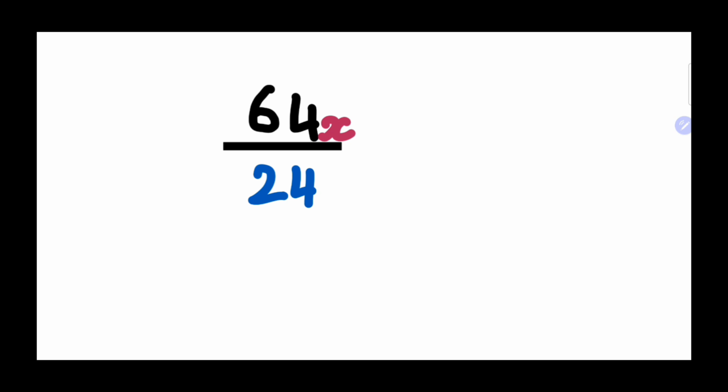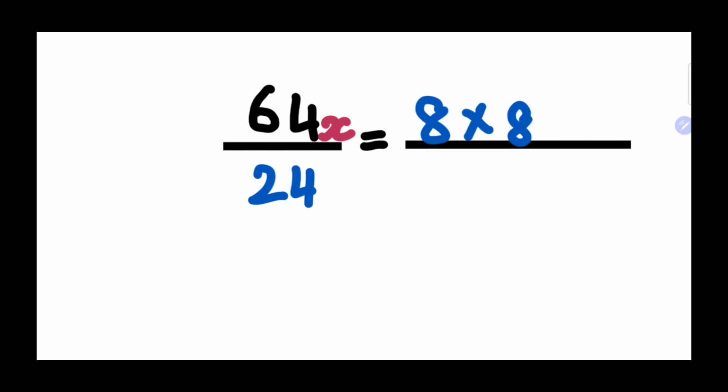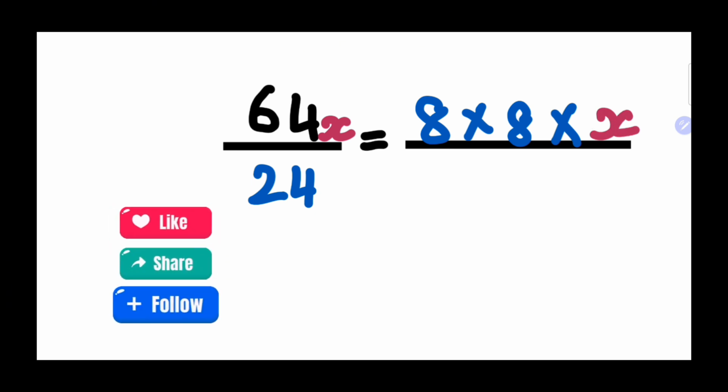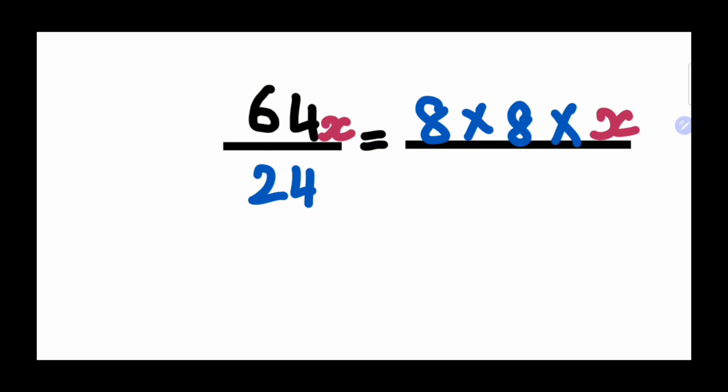How about another one? 64x divided by 24. The fraction 64x over 24. Pause the video and try to attempt this. Okay, let's begin. So we have 64x, 64 and 24. So 64 can be 8 multiplied by 8 multiplied by x, while 24 can be 8 multiplied by 3.